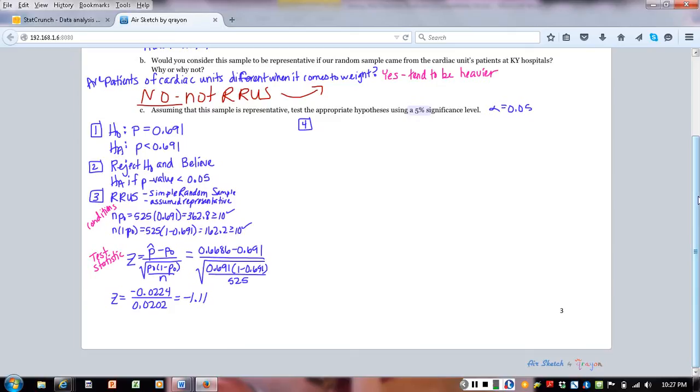So this is where I draw the picture. Our conditions are met, so I can do it. We're drawing our picture now based upon z. Z is always centered at 0 because, again, the mean is 0 standard deviations from the mean. We take the number we just found and I put it on my plot where it belongs. And then we ask ourselves if we're doing a one-tailed or a two-tailed test.